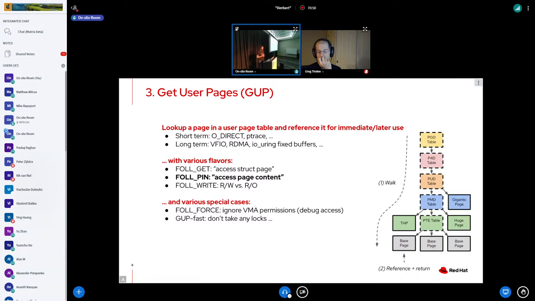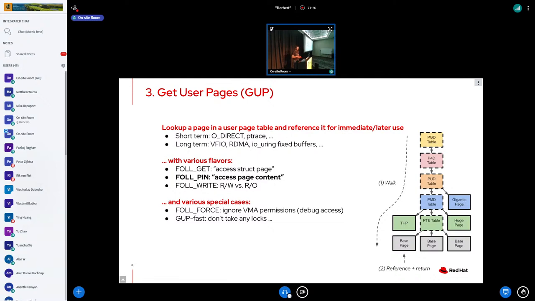And the various flavors and special cases we have don't necessarily make it any easier to understand. So for example, we have something called FOLL_GET, which means, well, I just want to grab the metadata of this page, but not read or write page content, which is not used that way in the kernel, but that's a different story that has to be figured out. But then we also have FOLL_PIN, which means I really want to pin this page to, for example, read or write memory, let's say via O_DIRECT. We have FOLL_WRITE, which just means, yeah, I have the intention of modifying the page versus I only want to read the page.